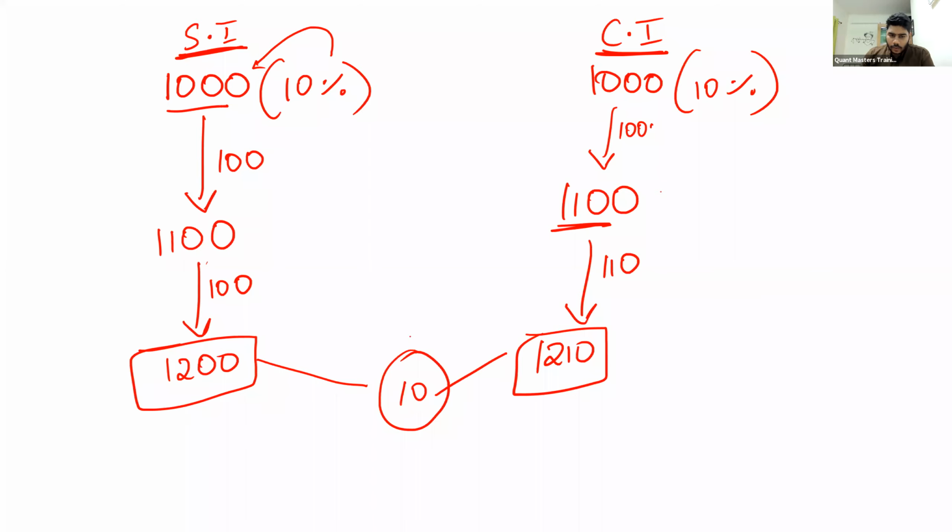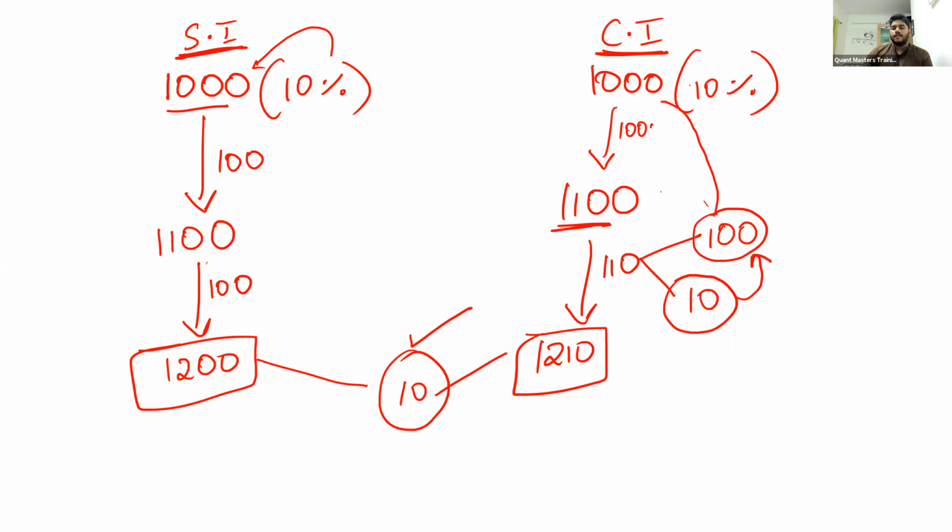Now I will tell you how to get this 10 in the fastest way. Sir, 110, can I split this as 100 plus 10? This 10 is 10% of interest, and this interest is 10% of principal. I repeat, this 10 rupees is 10% of interest, and whatever is interest is 10% of principal.